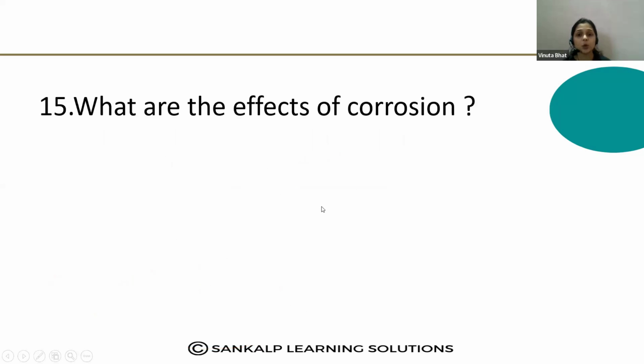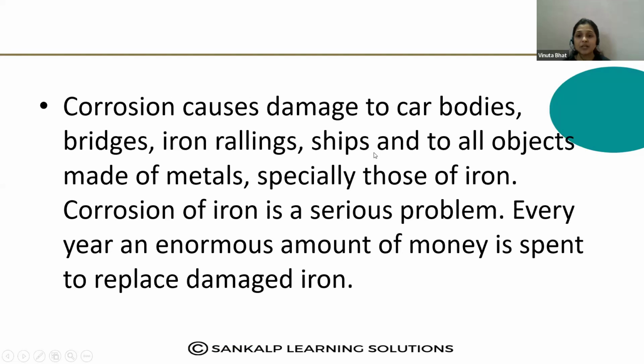What are the effects of corrosion? Corrosion damages car bodies, bridges, iron railings, ships and objects made of metals, especially those of iron. Corrosion of iron is a serious problem. Why is it a serious problem? Because every year many ships, iron objects and bridges are damaged by this corrosion process. So these are the effects of corrosion.